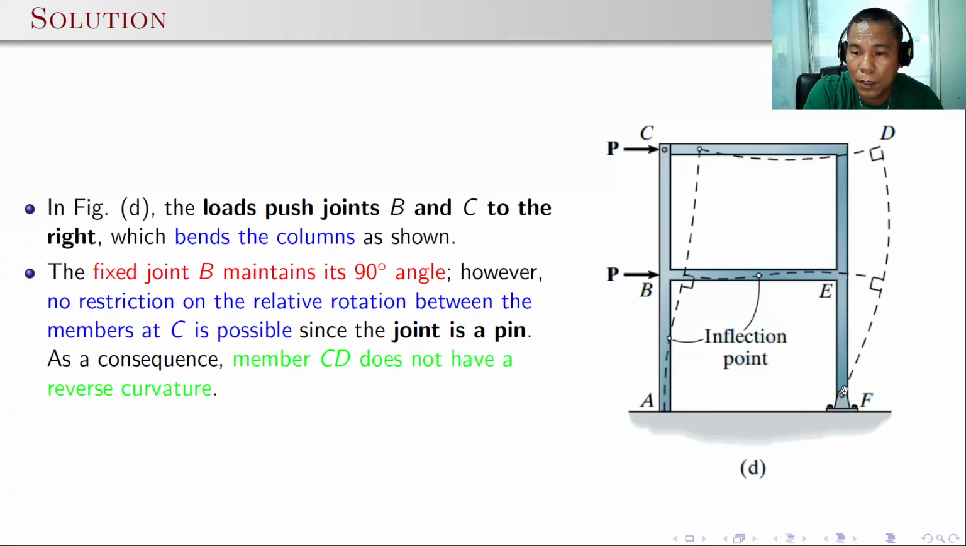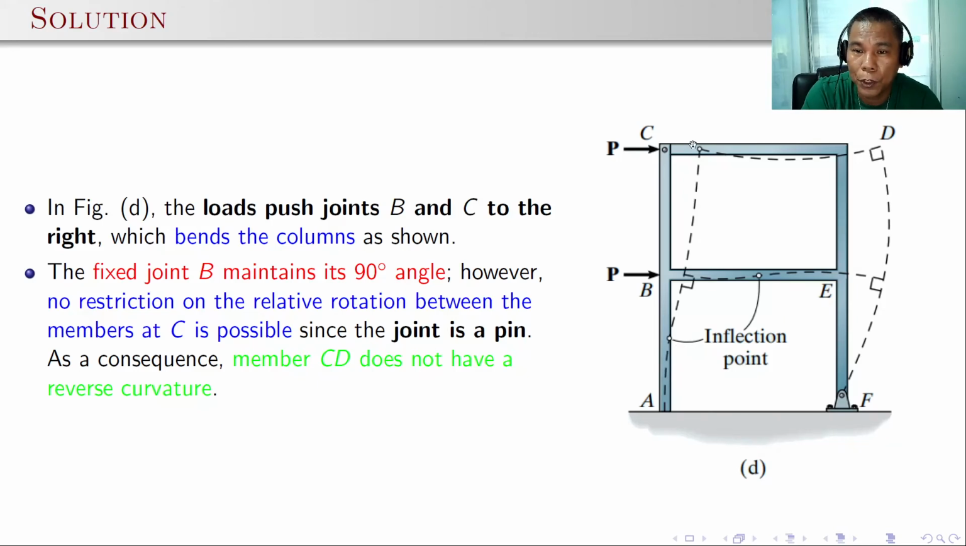And also, since there is no rotation, there will be no inflection point at DEF, so the rigid joint here is still 90 degrees, and then it needs to bend downward and bend upward to still follow the rigidity at joint B. So there will be an inflection point here.